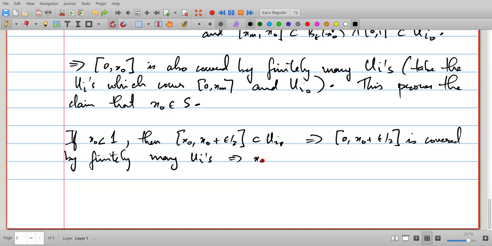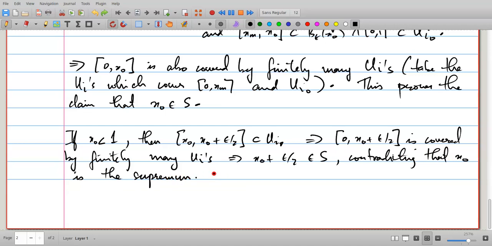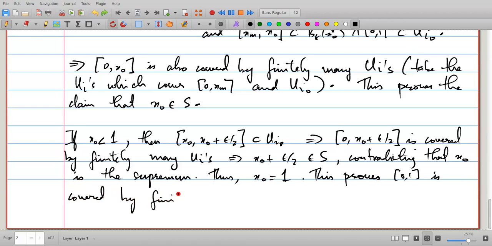So this implies that x naught plus epsilon by 2 is in S, contradicting that x naught is the supremum. So thus x naught is exactly equal to 1, and this proves that [0,1] is covered by finitely many U_i's, which implies that [0,1] is compact.